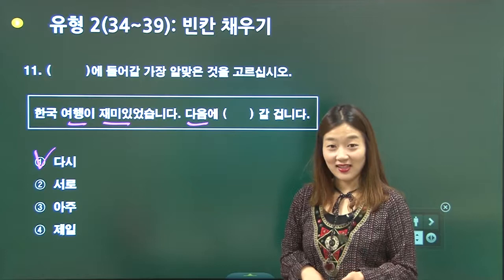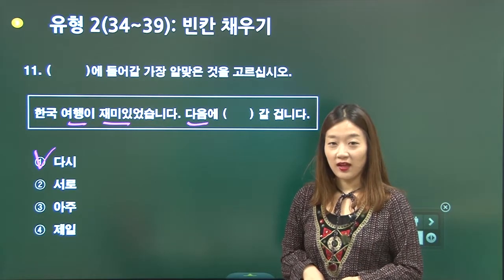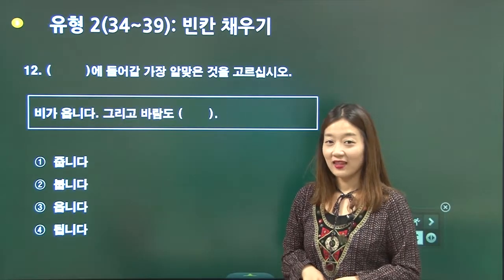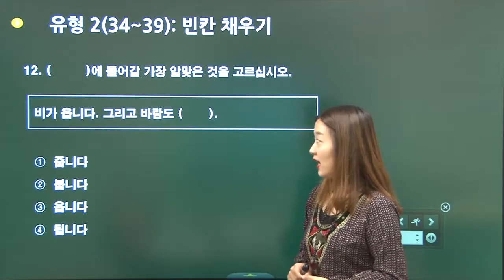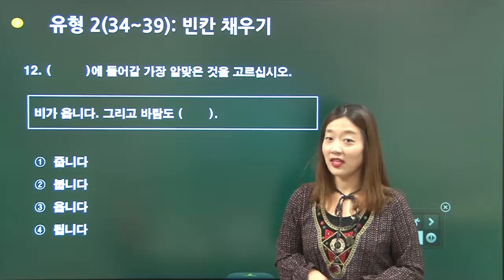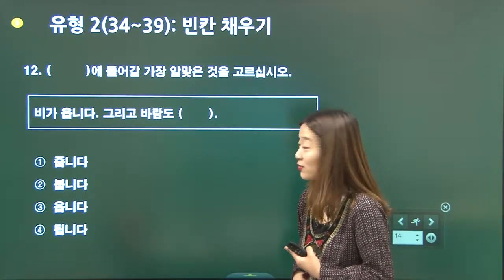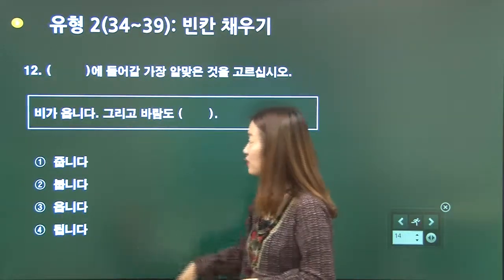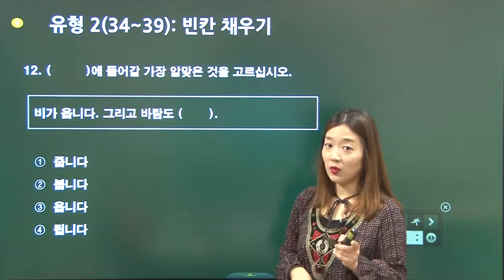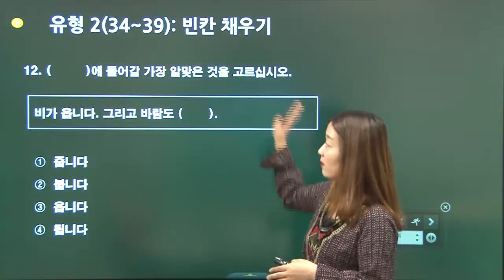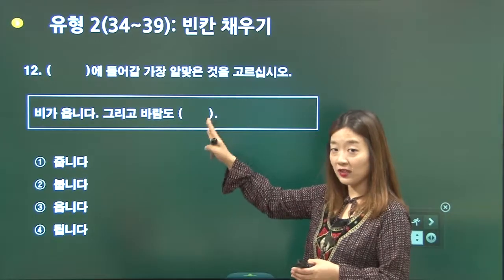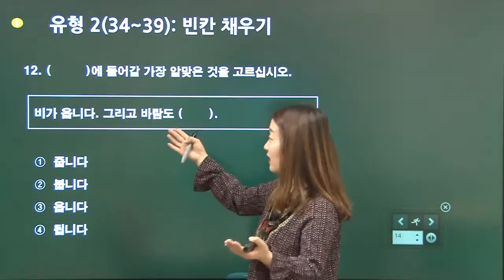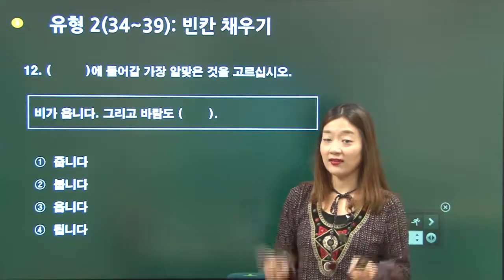Alright. Do you understand up until here? So we have a few more questions. Number 12. 비가 옵니다. 그리고 바람도 땡땡땡. Ooh, I was trying to say the answer. So which answer is the best for this blank? 바람도 땡땡땡. This is about the weather. 비가 옵니다. 비가 오다. Rainy. It is rainy. And the 바람도 땡땡땡.